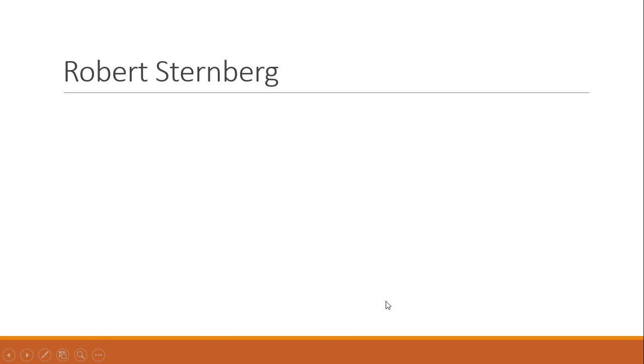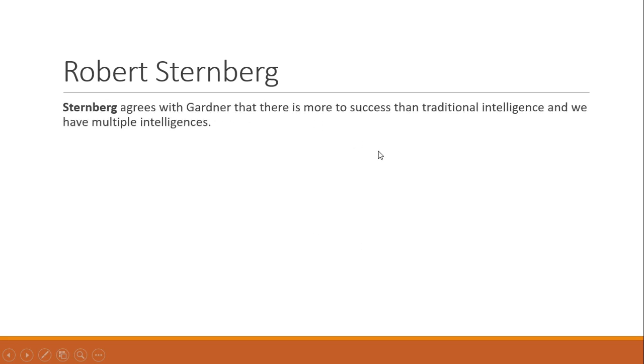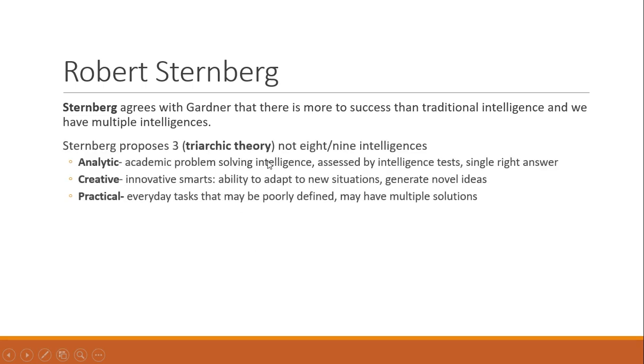All right, Robert Sternberg. This dude loves threes, I'll tell you that much. When we talked about his triangular theory of love, well, he agrees with Gardner. There's more to success than just traditional intelligence. Yeah, we do have multiple intelligences to a degree. He proposed this triarchic theory, not 9 or 8 intelligences, though, just 3. So analytic, creative, innovative, smart, or practical: everyday tasks that may be poorly defined and may have multiple solutions.